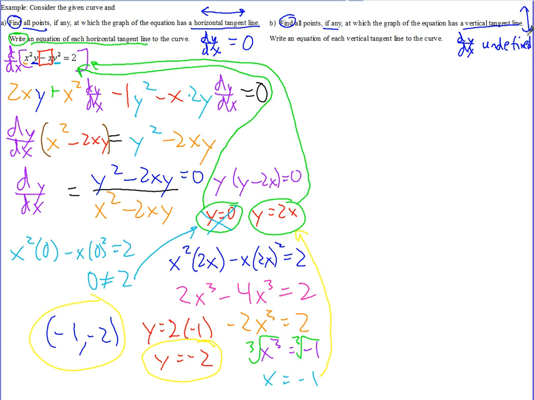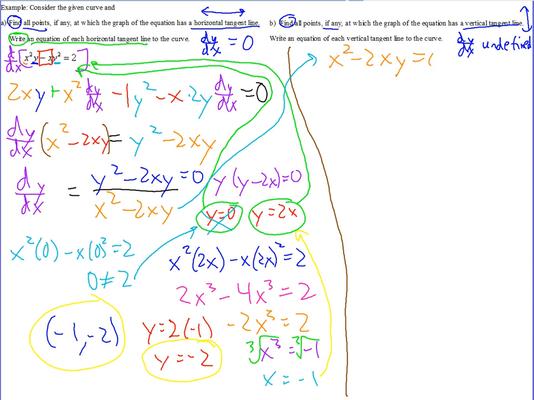Okay. So we can take a lot of the work we've already done from part A to help us out here. First thing we can do is to make the derivative, which we already have here, undefined. We would just take the denominator, x squared minus 2xy, and set that equal to 0. And then factor out the x, leaving x times (x minus 2y) equals 0.